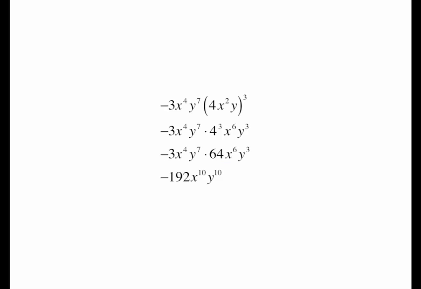Now we're ready to multiply negative 3 times 64 and apply our exponent law to the x's and to the y's. So negative 3 times 64 gives us negative 192. With the x's, x to the fourth times x to the sixth, keep the base, add the exponents. 6 plus 4 gives us 10. For the y's, keep the base of y, add those exponents of 7 plus 3.